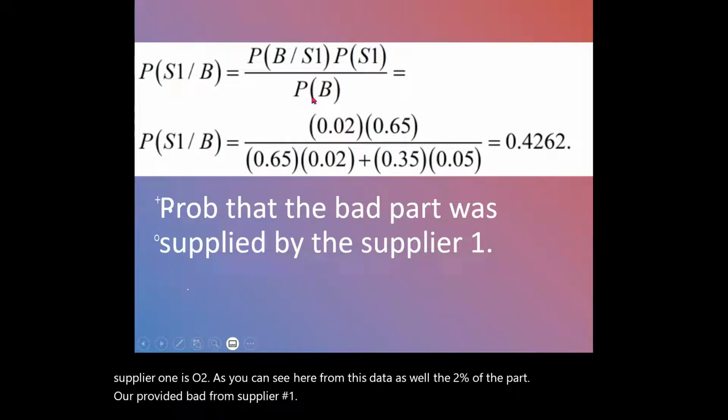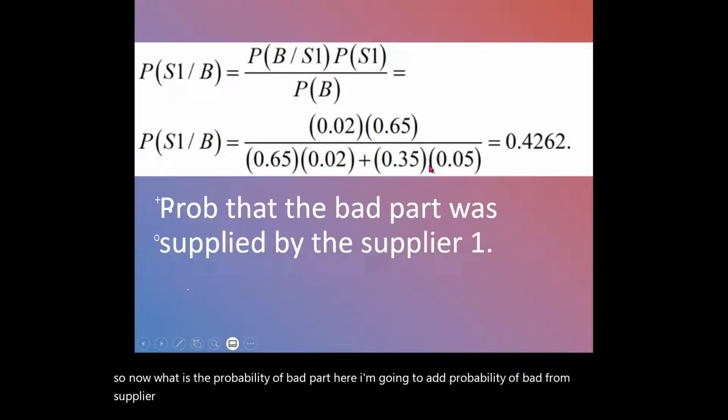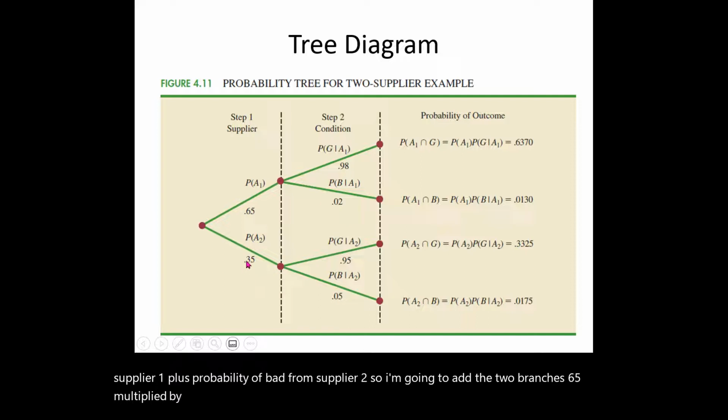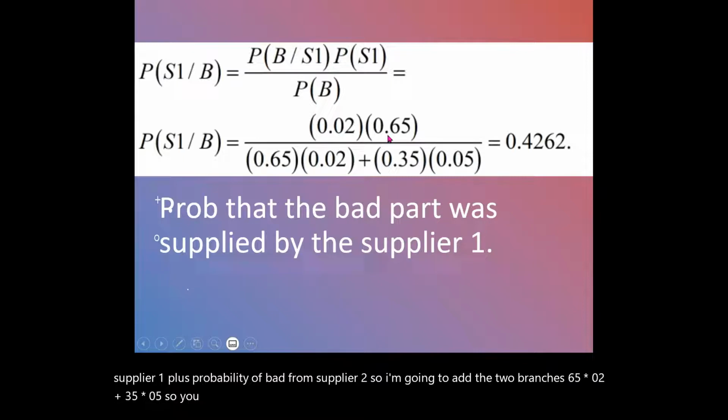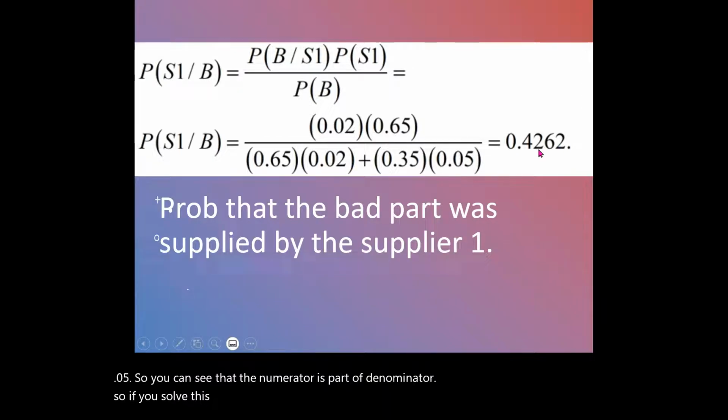So now what is the probability of a bad part? Here I am going to add probability of bad from supplier 1 plus probability of bad from supplier 2. So I am going to add the two branches, 0.65 multiplied by 0.02 plus 0.35 multiplied by 0.05. So you can see that the numerator is part of the denominator. If you solve this, it comes out to be 0.4262. So approximately 43% chance that the bad part was supplied by supplier 1.